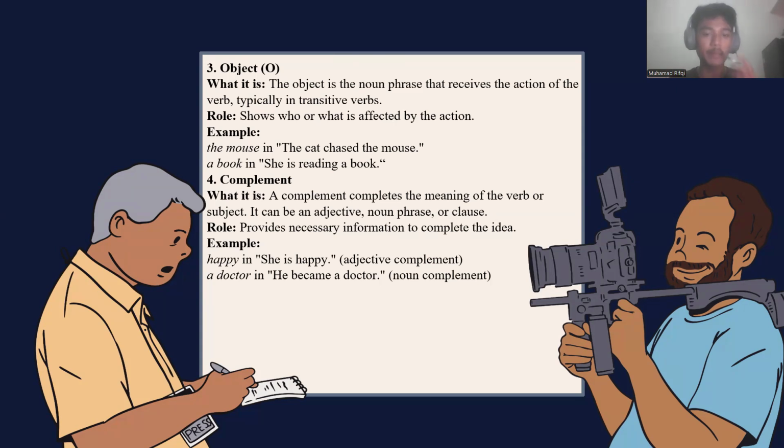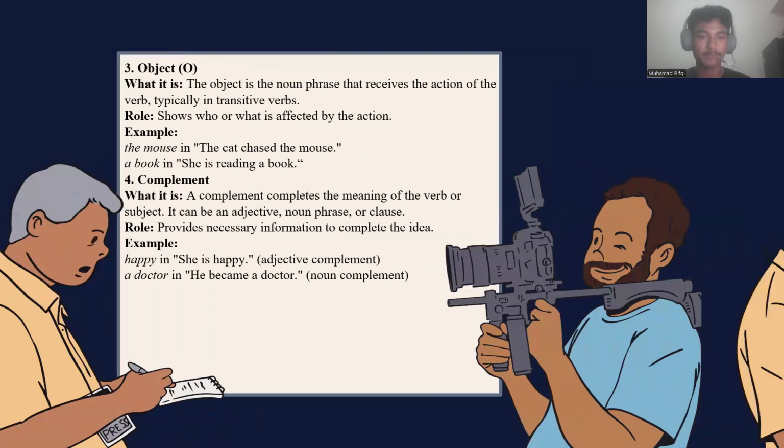The next is complement. A complement completes the meaning of the verb or subject. It can be an adjective, noun phrase, or clause. It provides necessary information to complete the idea. Example: "happy" in "She is happy," an adjective complement. "A doctor" in "He became a doctor," a noun complement.